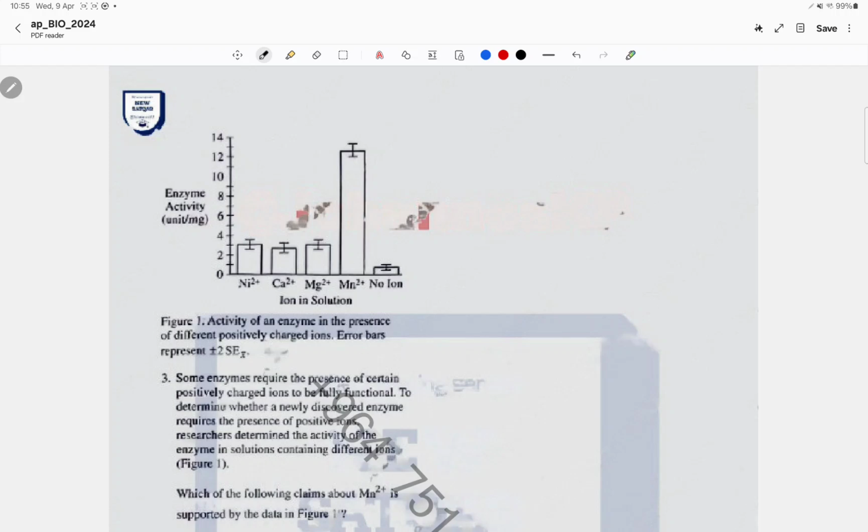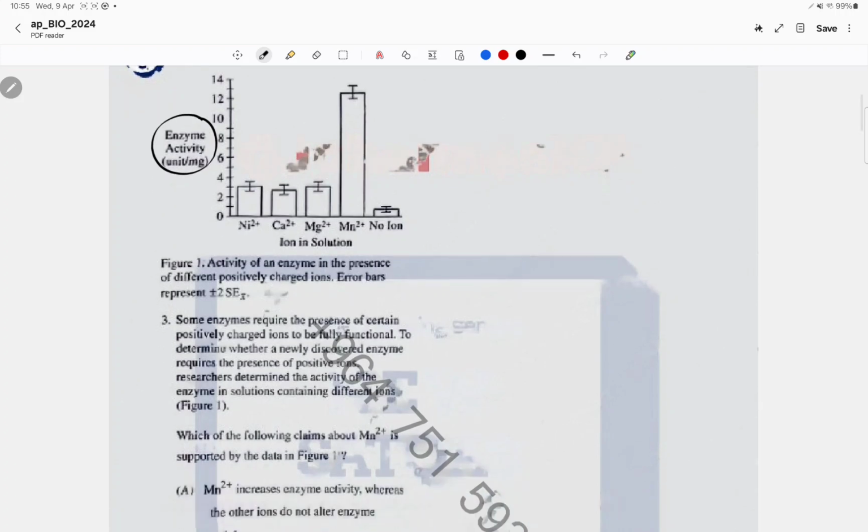Question 3. Here we see a bar graph talking about enzyme activity as the y-axis. And we have multiple ions on the x-axis. Some enzymes require the presence of certain positively charged ions to be fully functional. To determine whether a newly discovered enzyme requires the presence of positive ions, researchers determine the activity of the enzyme in solutions containing different ions. Which ion do you think here gave us the most enzyme activity? Mn, exactly. So Mn here gave us the most enzymatic activity.